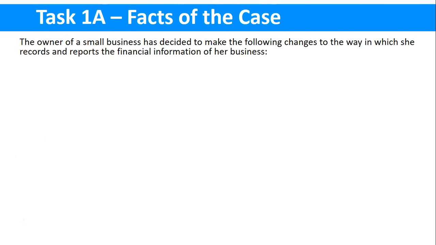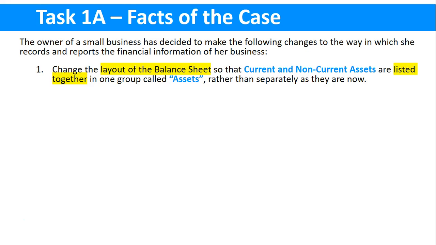Task 1A, facts of the case. The owner of a small business has decided to make the following changes to the ways in which she records and reports the financial information of her business. Change number 1. She's going to change the layout of the balance sheet so that current and non-current assets are listed together in one group called assets, rather than separately as they are now.